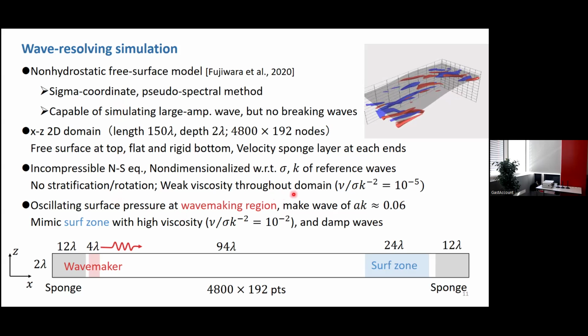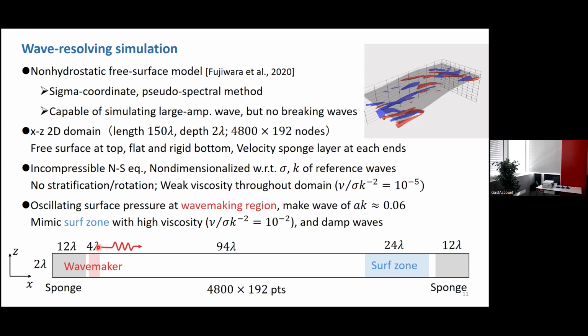In this case, we look at the vertically two-dimensional case, something like this, with a sponge layer at both ends. The top boundary is a free surface, and the bottom boundary is flat. The governing equation is the incompressible Navier-Stokes equation, non-dimensionalized with respect to the angular frequency and wave number of the reference waves. Things are very simple: there's no stratification, no rotation, but I impose a weak viscosity throughout the domain.